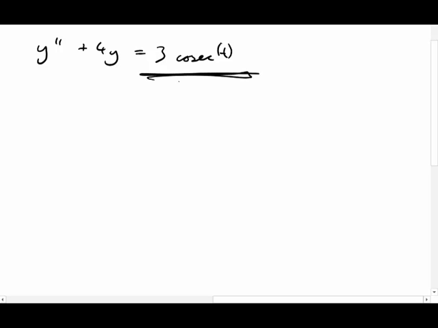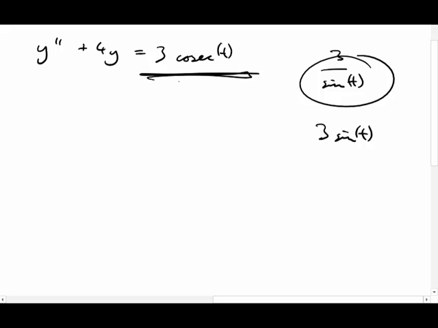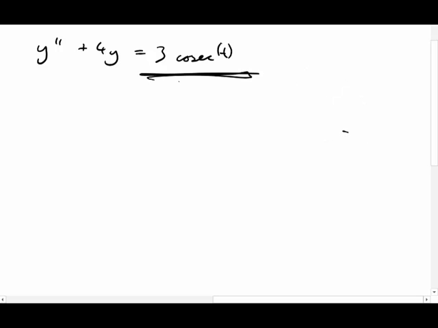But look at this right-hand side. That's where we're let down, because cosec is equal to 3 over sine t. Remember, we can only really use the method of undetermined coefficients if it was like 3 sine t. Because it's 3 over sine t, effectively written as a quotient, we can't use undetermined coefficients. So therefore we're going to have to use variation of parameters.